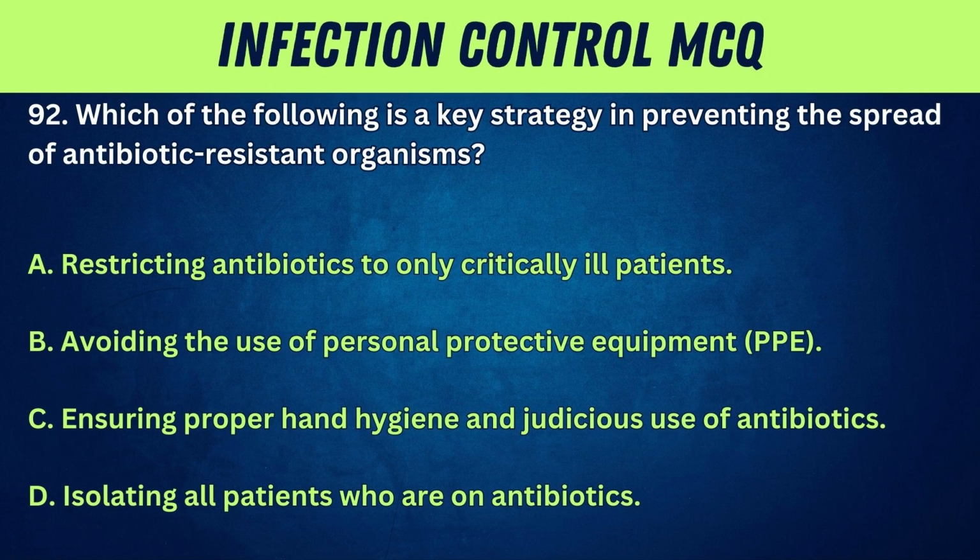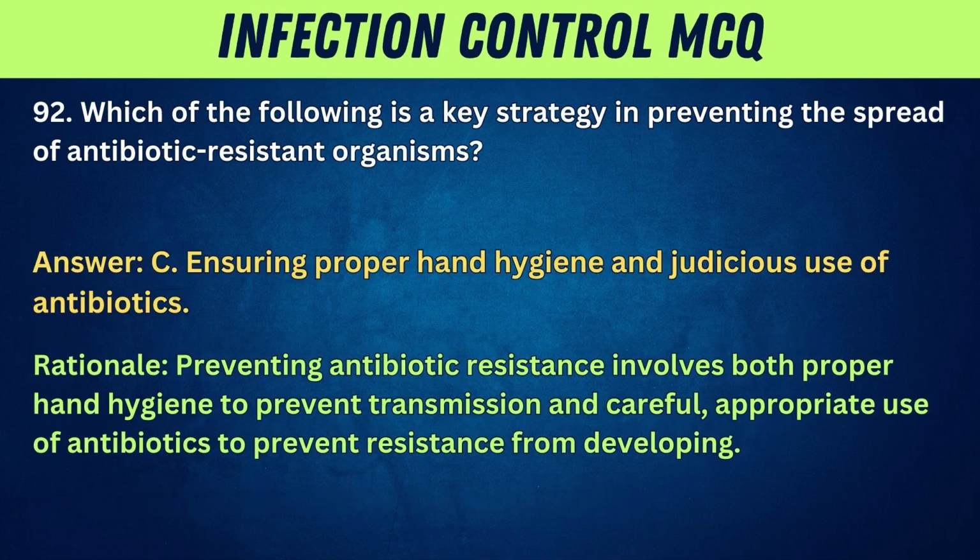92. Which of the following is a key strategy in preventing the spread of antibiotic-resistant organisms? A. Restricting antibiotics to only critically ill patients. B. Avoiding the use of personal protective equipment, PPE. C. Ensuring proper hand hygiene and judicious use of antibiotics. D. Isolating all patients who are on antibiotics. Answer. C. Ensuring proper hand hygiene and judicious use of antibiotics. Rationale.